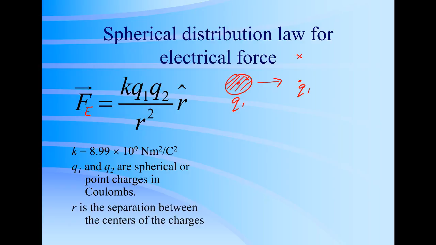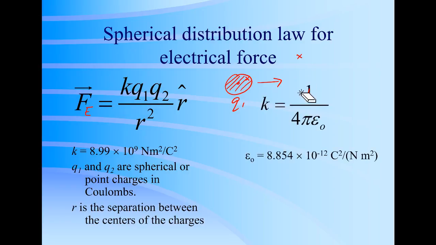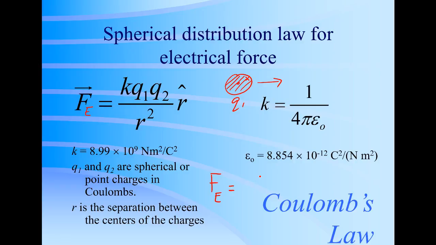And again, r is the separation between the centers. One more fine point here is that we typically rewrite this constant k as 1 over 4 pi epsilon naught. And what that does for us is it allows us to write the force equation like so. And this is Coulomb's law, where we have Q1 Q2 over 4 pi r squared epsilon naught r hat.